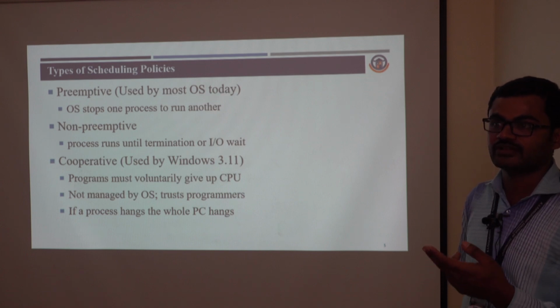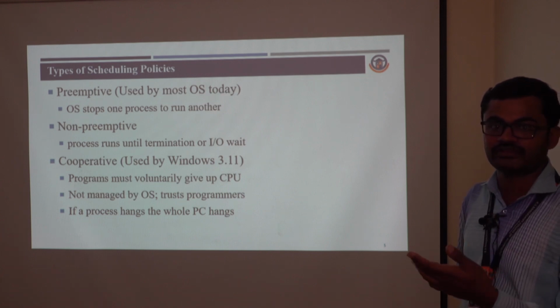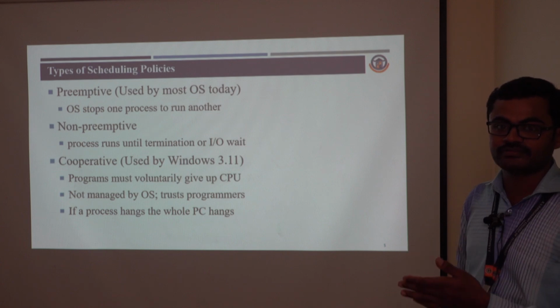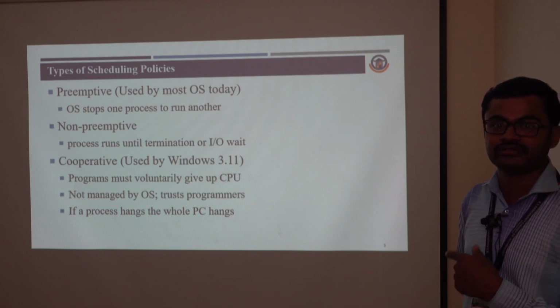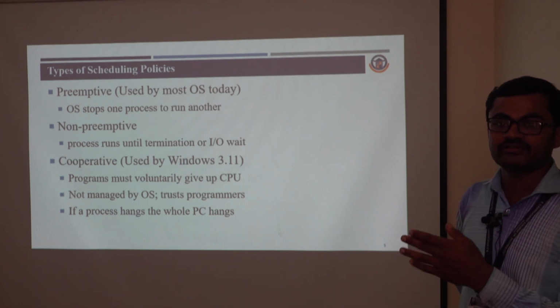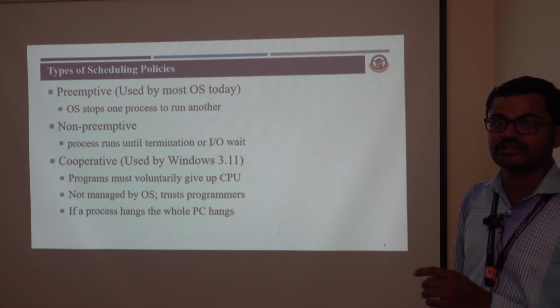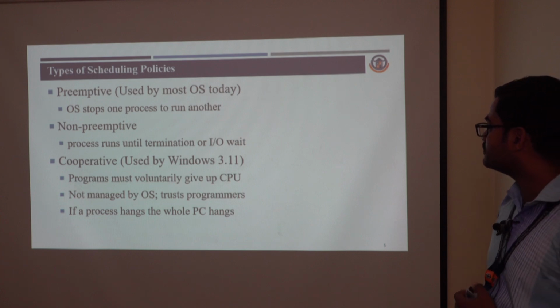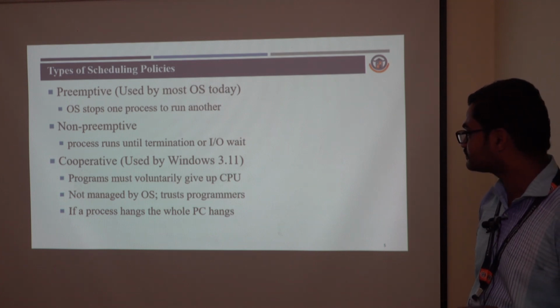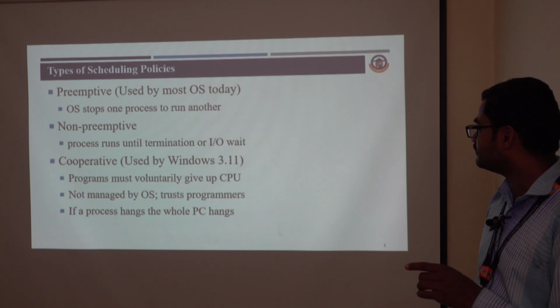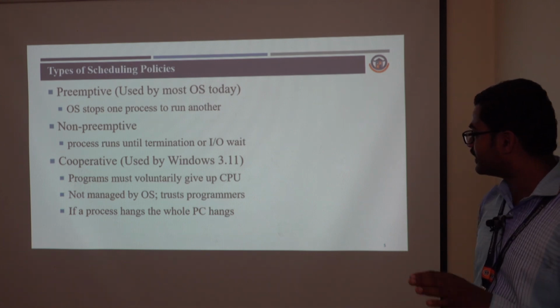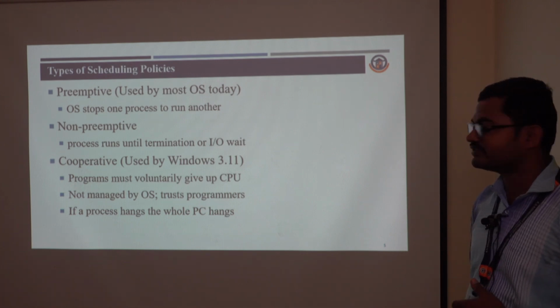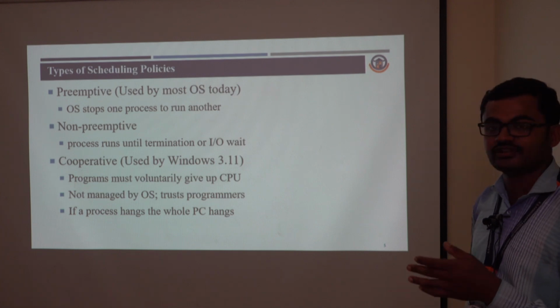For example, we have 2 processes. Process P1 has an arrival time of 1 second and process P2 has an arrival time of 3 seconds, so only at the third second does process P2 enter, while process P1 executes. Cooperative means was used widely in Windows 3.11. In this, the program is mostly given the CPU and not managed by the OS. If a process hangs, the whole PC also hangs.